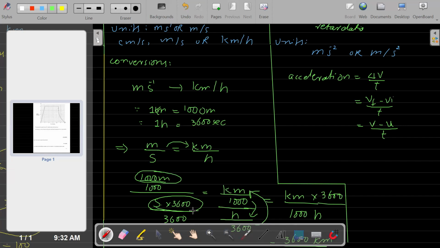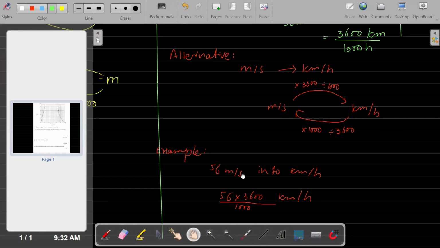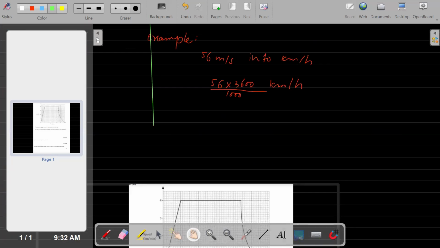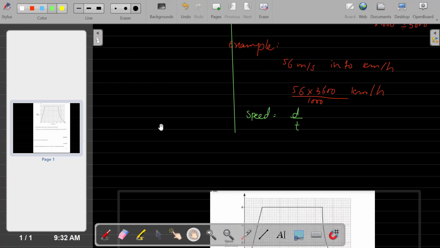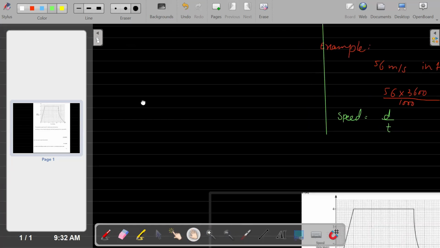And for acceleration, sorry, for speed, what do you write? For speed, you write total distance over time. Is it so? Yes, miss. And same way for distance.